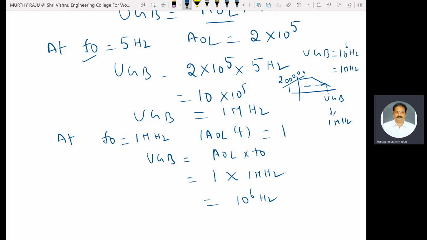In both the cases, this is the special feature of the operational amplifier. The gain bandwidth product is constant. Unity gain bandwidth product is constant.